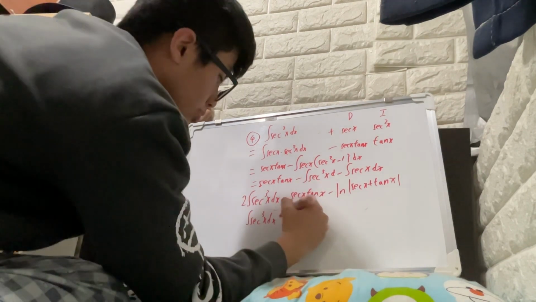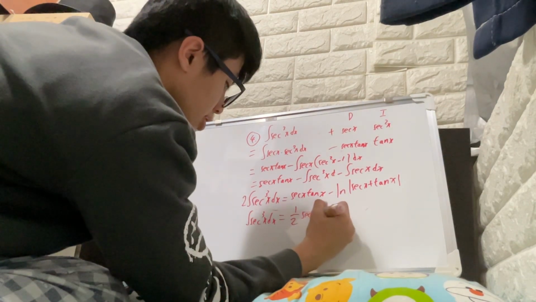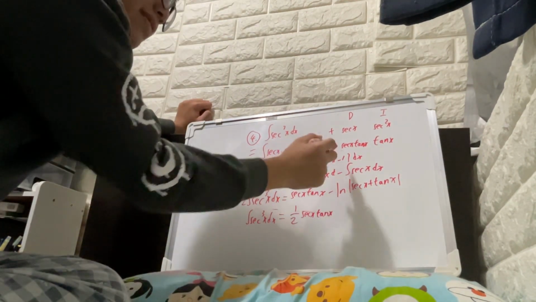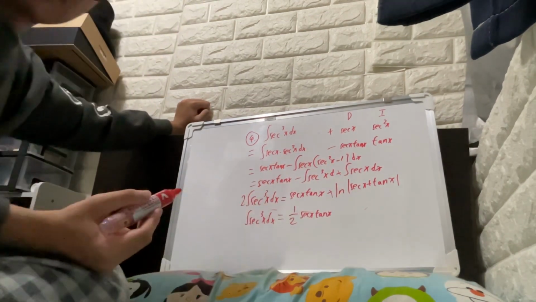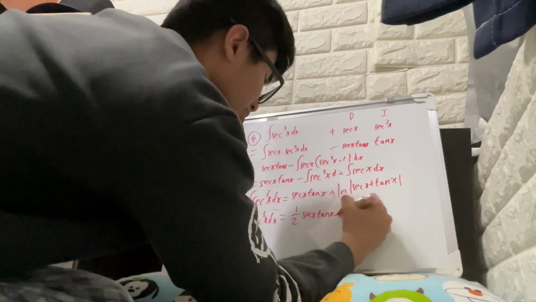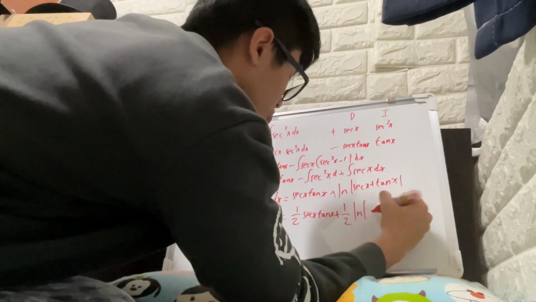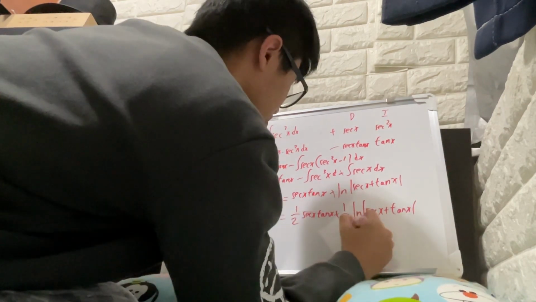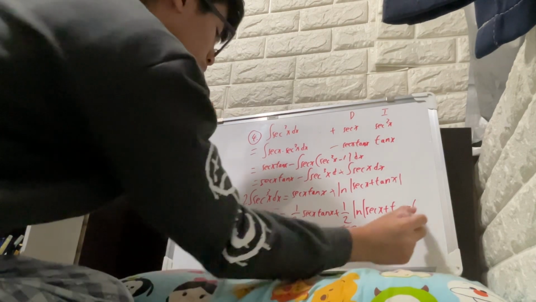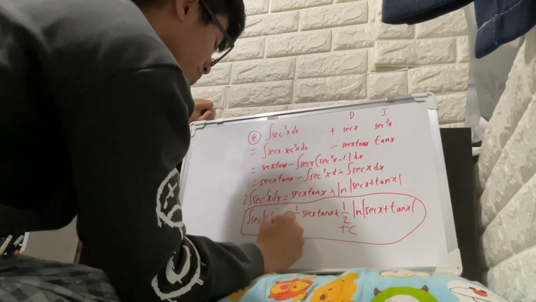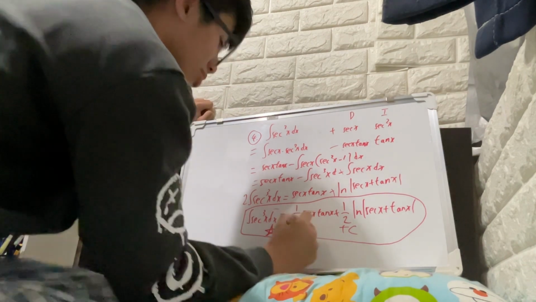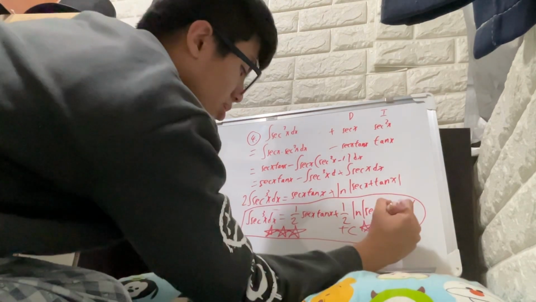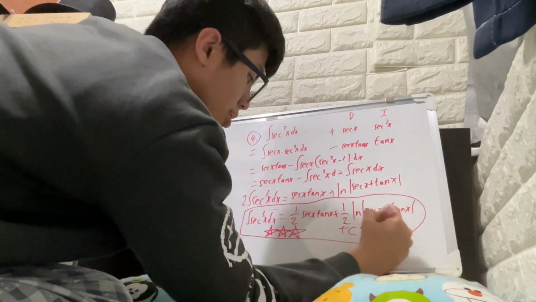is equal to 1/2 secant x tangent x. But negative times negative is positive here. Be careful. Plus 1/2 ln absolute value of secant x plus tangent x plus c. I recommend you remember this; I'm gonna put 3 stars here. This is kind of important. And then the integral of secant x is really important. You always see this. I'm gonna put 5 stars.